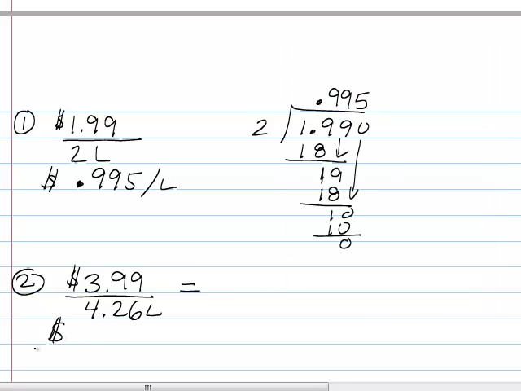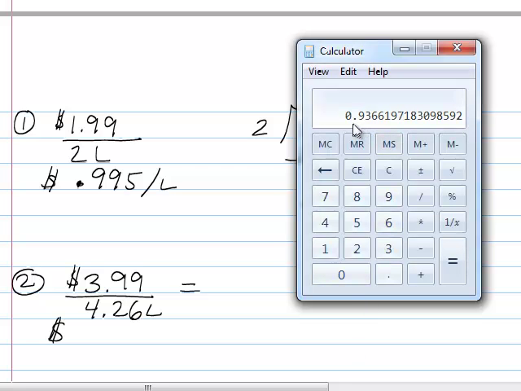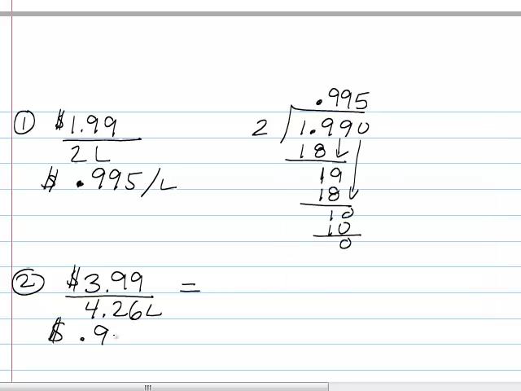So what do we have here? We have 0.936. And we want to round to this 6th place here. We look to the next one right here, and that is also a 6. And so we know that we have to add 1. So this is 0.937, and that is dollars per liter.